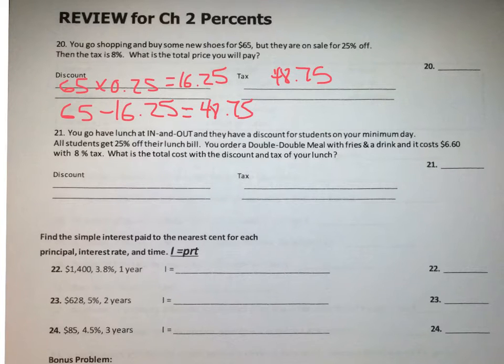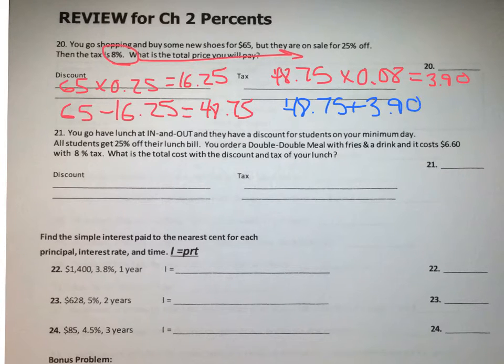So I take $48.75, multiply it by my tax as a decimal, 0.08. And when I do that, it's going to tell me how much tax I have to pay. I have to pay $3.90. And tax is a markup, so I have to add that to $48.75 plus $3.90. That gives me my grand total for my shoes, $52.65.